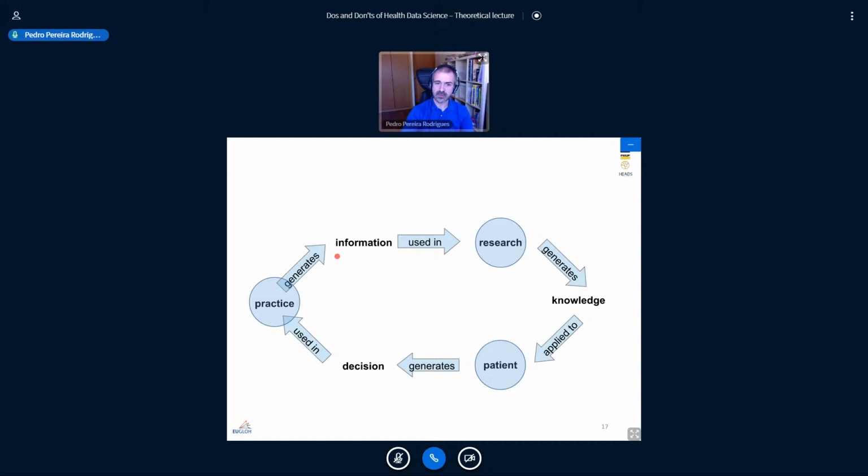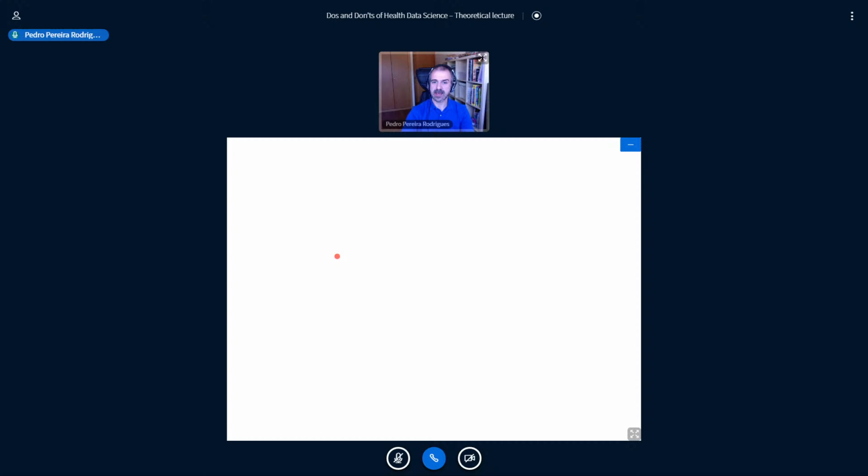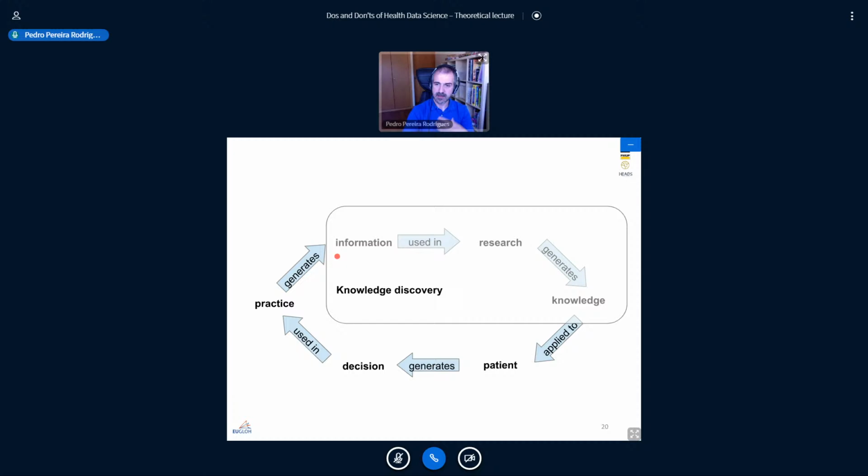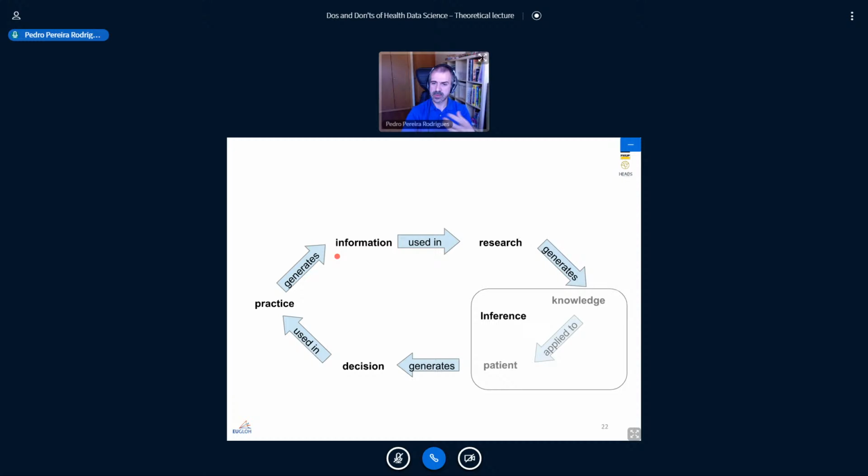If you look at these three points of this triangle, you can see that evidence-based medicine is directly connected with this information cycle, because you have the practice that comes from the experience of the clinician, and research that is done using this data, and the application to a specific patient. So where can data science be involved here? Usually you will have, for example, processes of data management in the beginning, and then a whole process of knowledge discovery that will take you from information to knowledge. But then you also need to think of how to represent this knowledge, how to make inference to particular patients, and how to transform this into recommendations that can be used in practice.